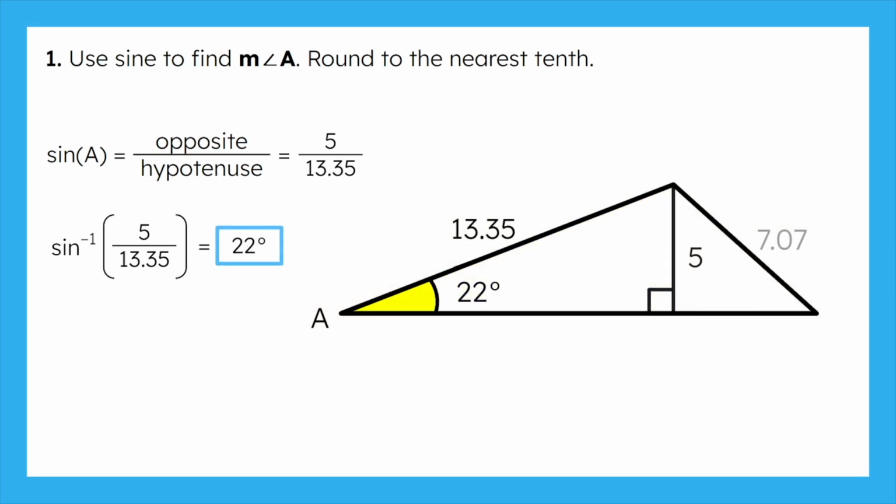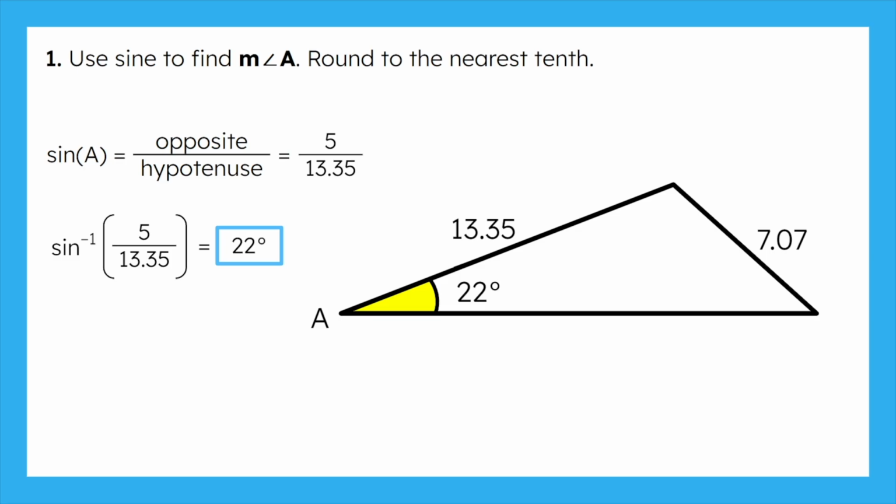Now, what if I erase that altitude? The triangle goes back to being oblique. But is the sine of angle A still equal to 5 over 13.35? Sure is. The sine of an angle doesn't change just because we removed the altitude. It doesn't matter whether the right triangle is visible or not. The sine of 22 degrees is always the sine of 22 degrees.